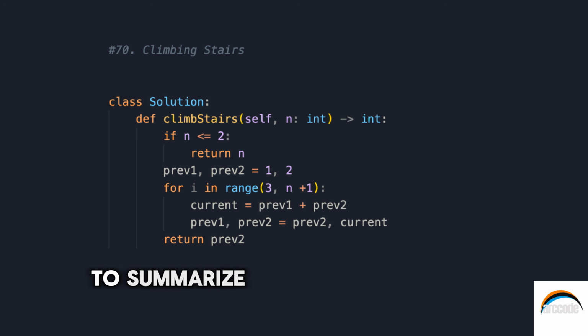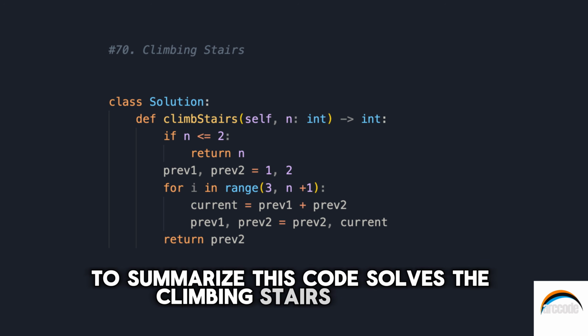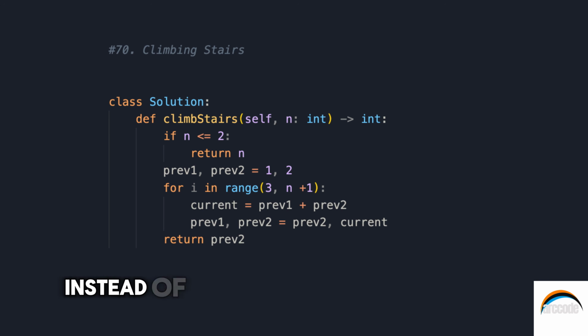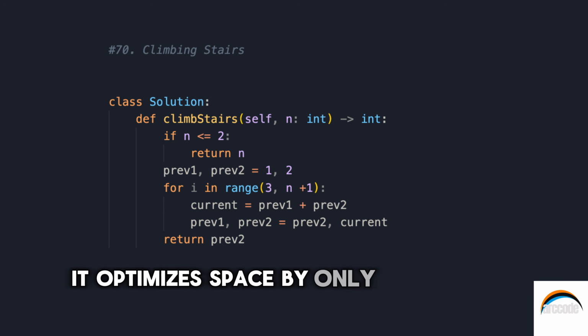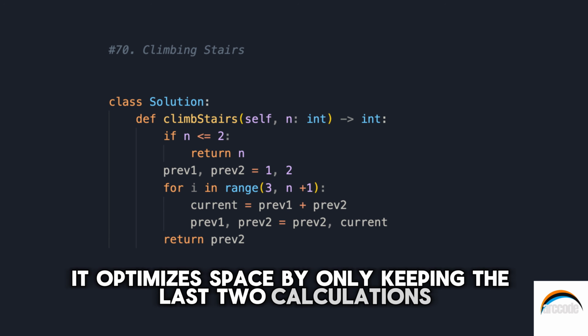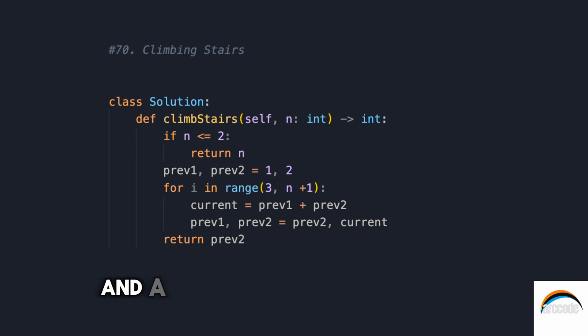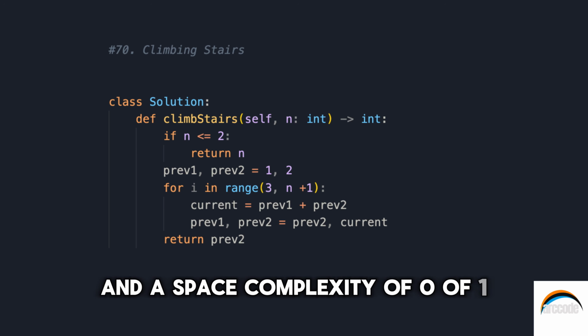To summarize, this code solves the climbing stairs problem using a dynamic programming approach. Instead of storing all previous results, it optimizes space by only keeping the last 2 calculations. This gives us a time complexity of O(n) and a space complexity of O(1).